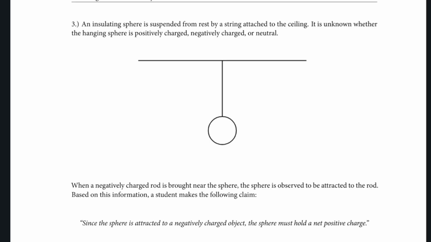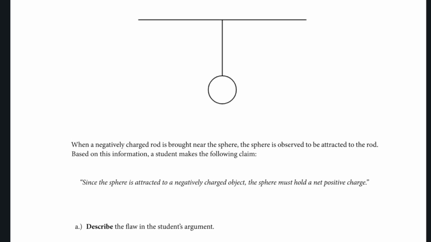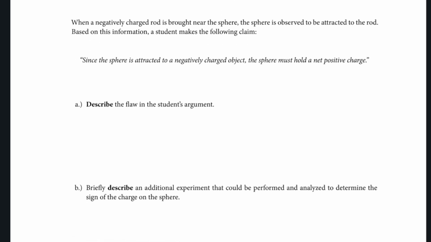Here's a common misconception question. An insulating sphere hangs from rest. It is unknown what sign of charge, if any, is on this sphere. So suppose a negatively charged rod is brought near the sphere and we have attraction. And upon seeing this attraction, a student might claim, well, I just saw that object get attracted to a negative rod, so it must be positively charged. So this actually uses polarization. It is actually a reasonable thought to think that, well, if I just saw this getting attracted to a negative object, it must be positively charged. But of course, we've neglected the fact that neutral objects are also attracted.